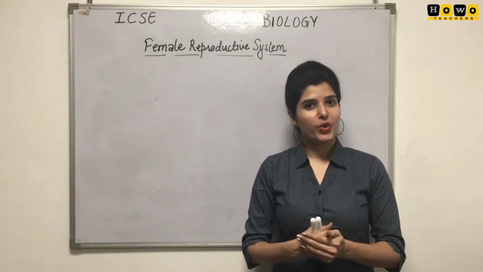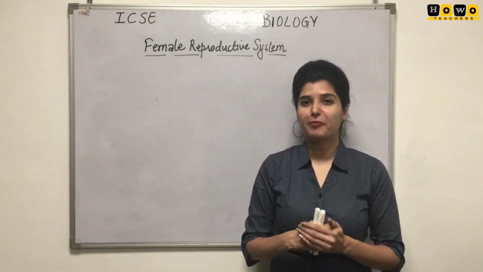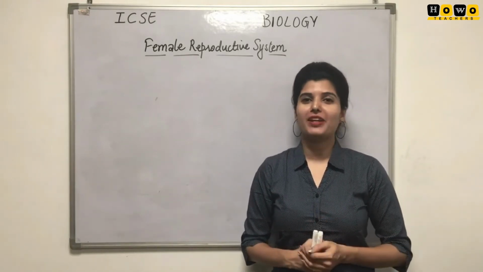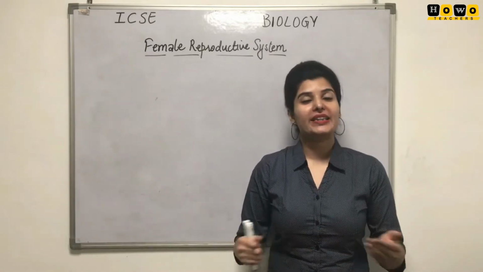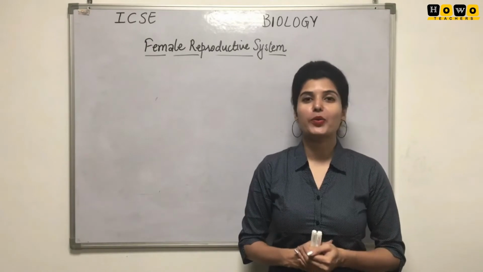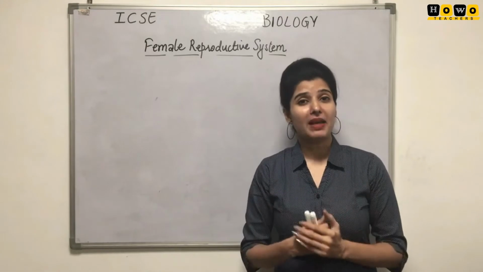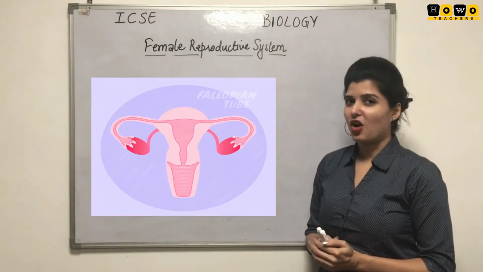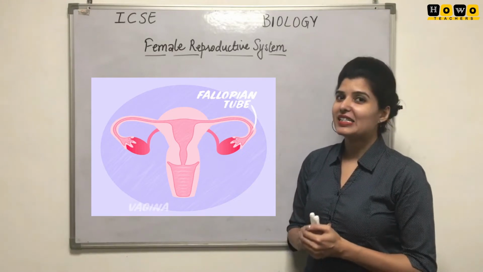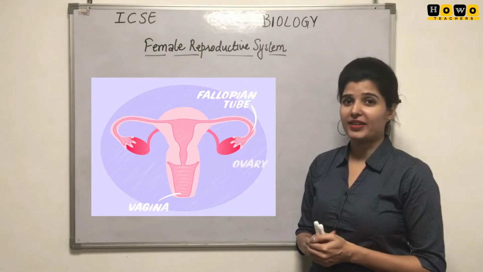Up till now we have completed the basic summary of the chapter reproductive system and a complete revision of the male reproductive system. Today in this video we will be discussing all important things about the female reproductive system. So let us begin. The female reproductive system consists of the essential organ, that is the ovaries, and the supporting organs of the female reproductive system.